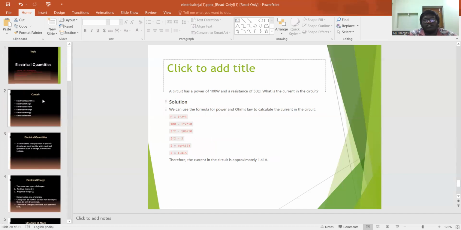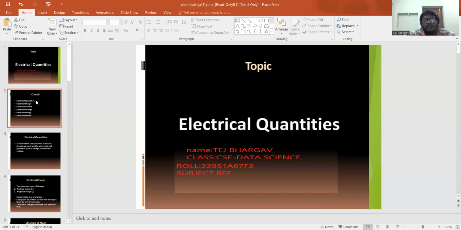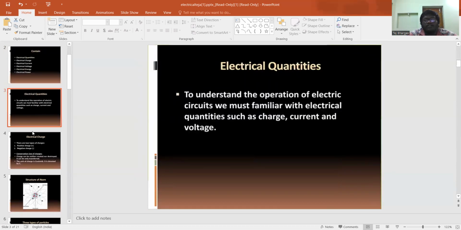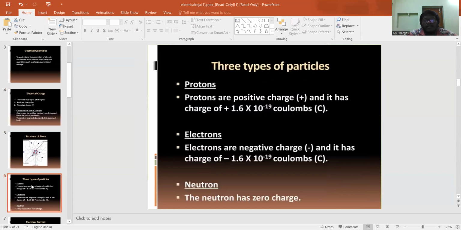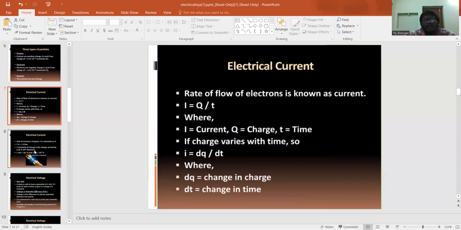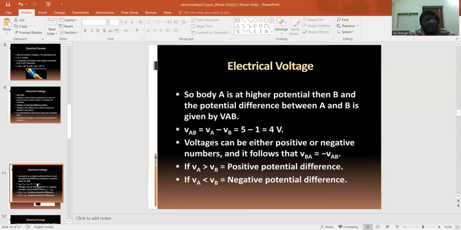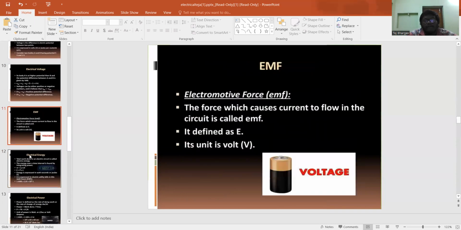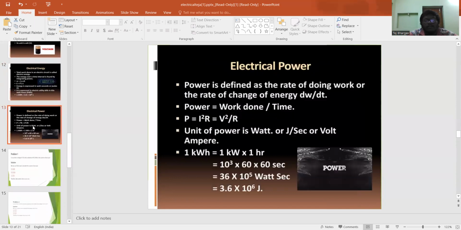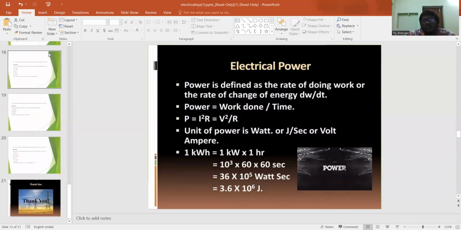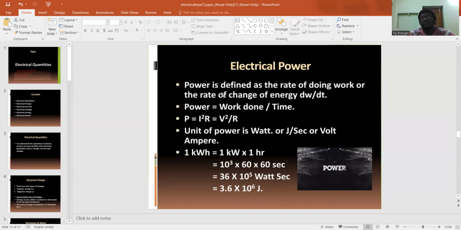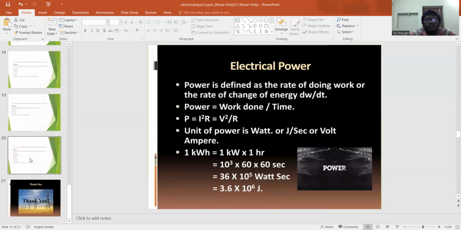So far we have discussed electrical quantities and electrical charges, voltage, current, the structure of an atom, three types of particles, electrical current, voltage, electrical circuits, EMF, electrical energy, electrical power, and problems. I hope all of you have understood the topic, voltage and power, and numerical problems regarding it. And hence we come to an end of our PPT.